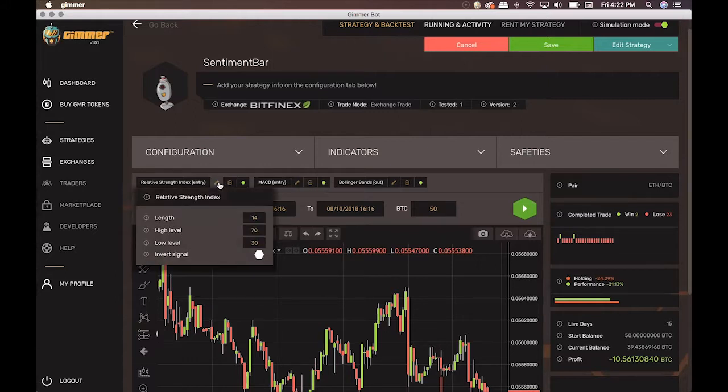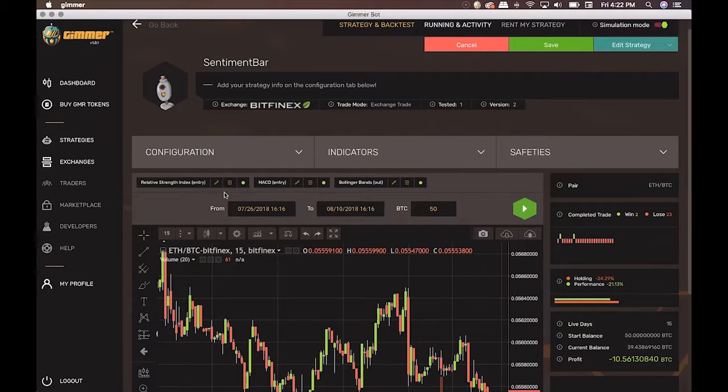In the exit, the bot will consider the Bollinger Bands according to the time and period that we previously configured. When it indicates 100% in sell, it will execute the operation.